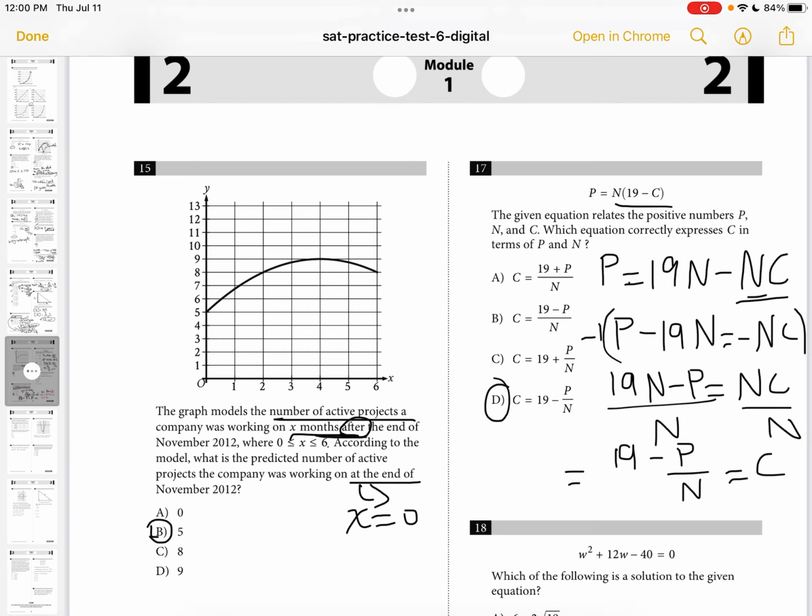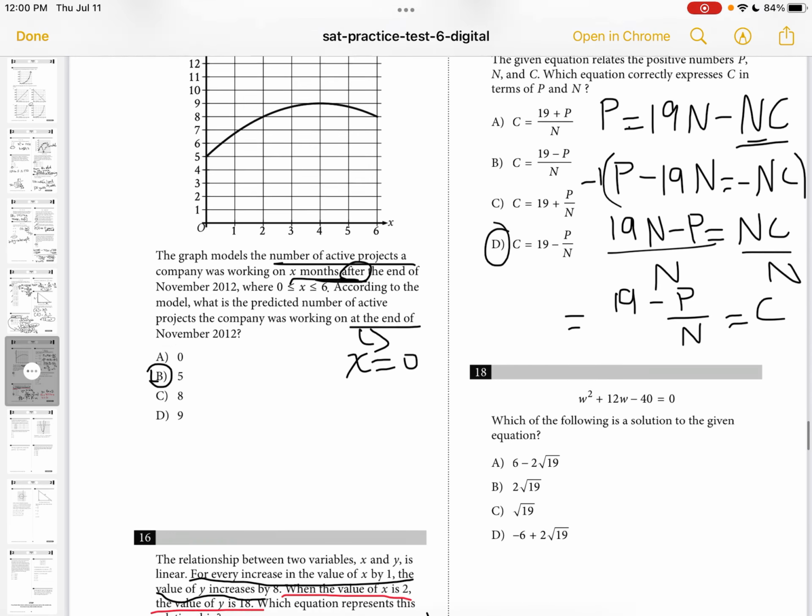So I did that. I distributed a negative sign. Negative 19n becomes positive. P becomes negative. So 19n minus p equals nc. And then I divided by n to get c by itself. So that becomes 19 minus p over n. Yeah, it looks right. Okay.